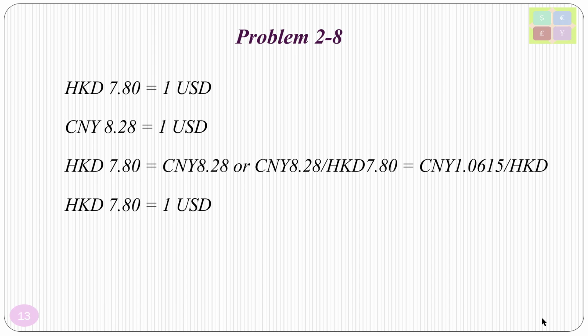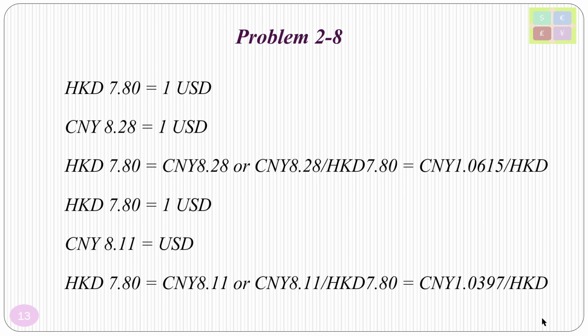And after the revaluation, the Hong Kong dollar is still at 7.80, but this time 8.11 Chinese yuan equal 1 US dollar. So we again equate 7.80 Hong Kong dollars to 8.11 Chinese yuan. And now we get an exchange rate between the Chinese yuan and the Hong Kong dollar of 1.0397. So as you can see here, the Hong Kong dollar has gone down.